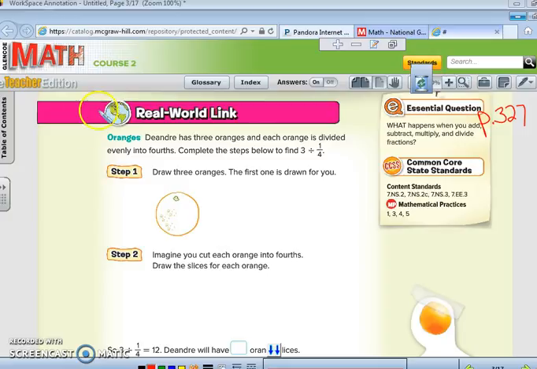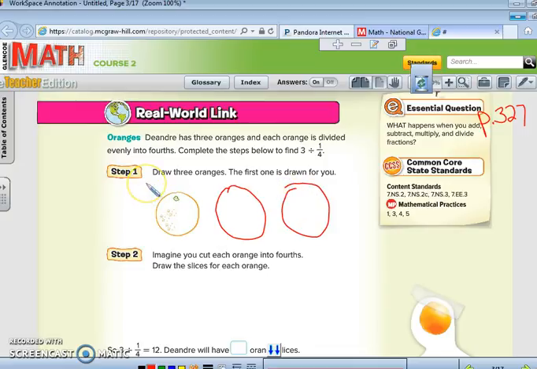Okay, on page 327, it says DeAndre has 3 oranges and each orange is divided evenly into 4s. Complete the steps below to find 3 divided by 1/4. So the very first thing, it says draw 3 oranges. The first one's done for us. I'm just going to draw 2 more circles to represent my oranges.